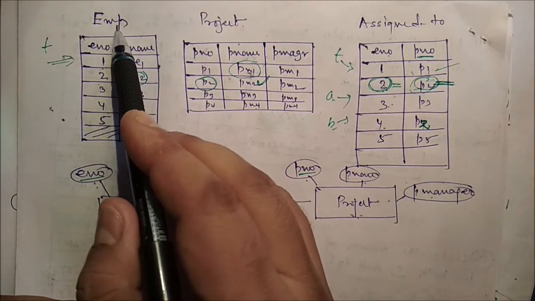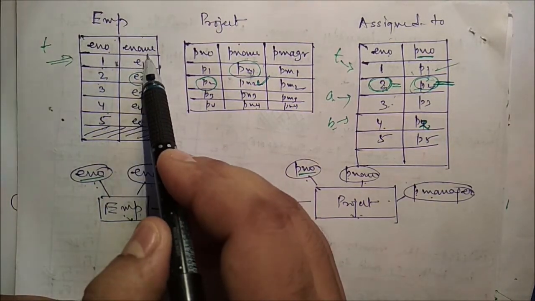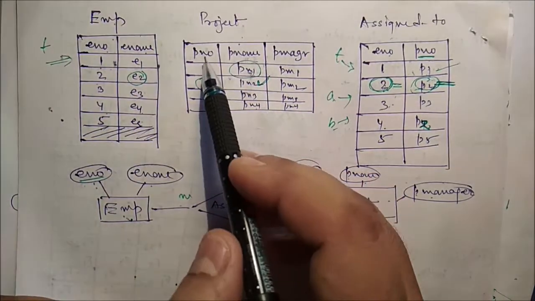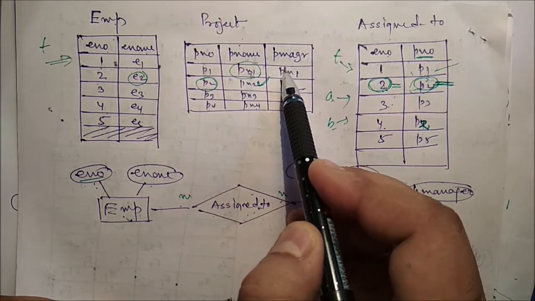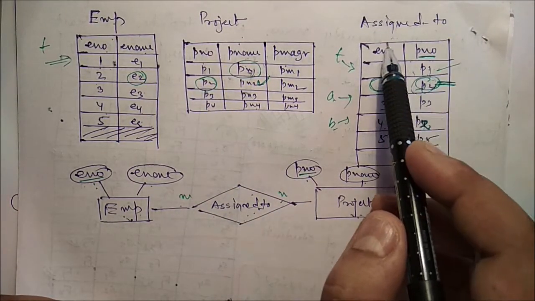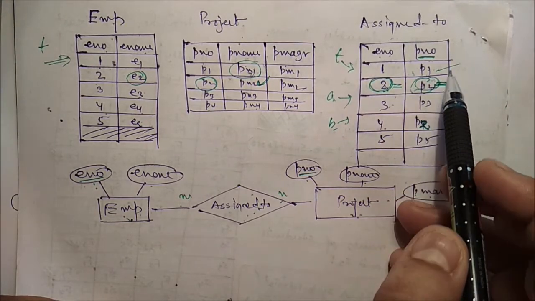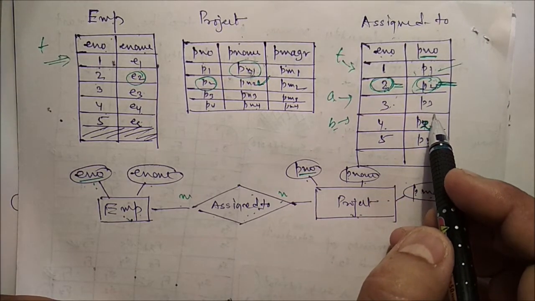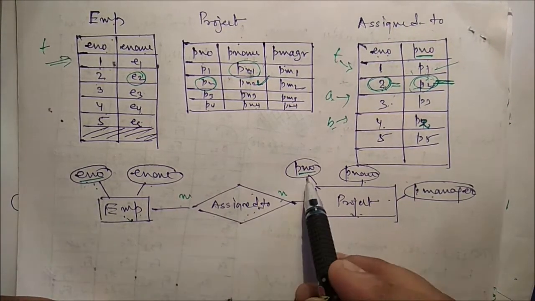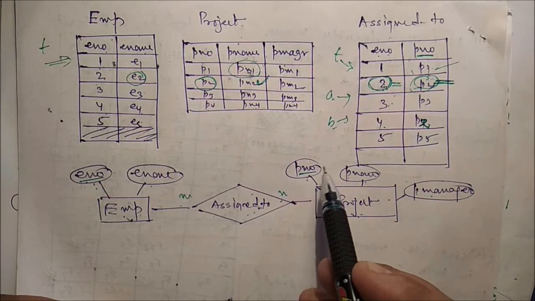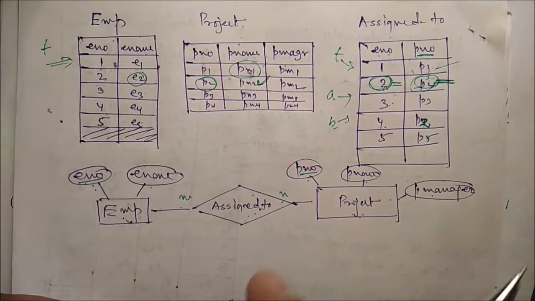So there is an employee table where employee number and employee name are there, a project table where project number, project name, and project manager are there, and an assigned to table where employee number and project number are there. Here employee number is a primary key, and project number is a primary key. To solve all the problems we use this information.